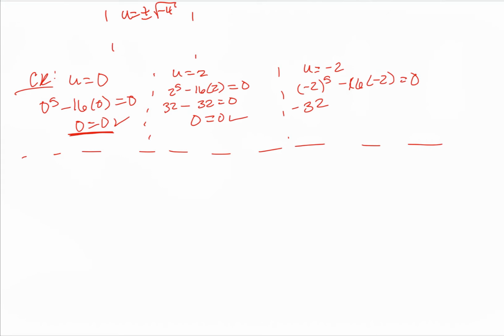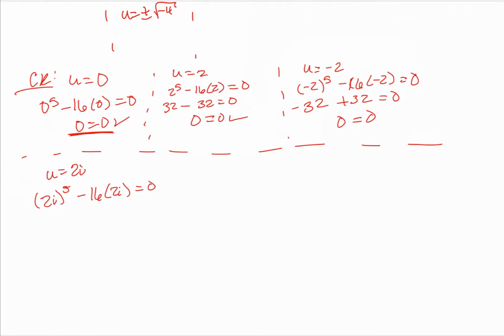-16 times -2 is +32. So again, I get 0 equals 0. Now, how to do u equals 2i? I get 2i to the 5th minus 16 times 2i equals 0.